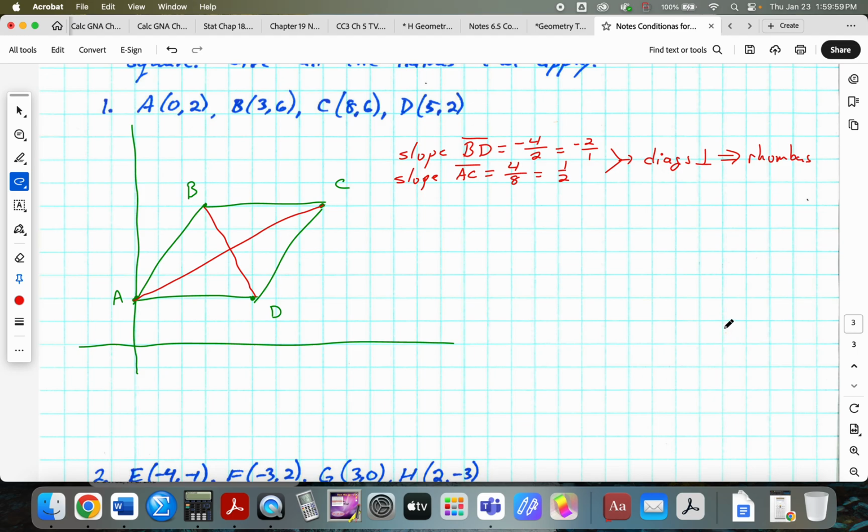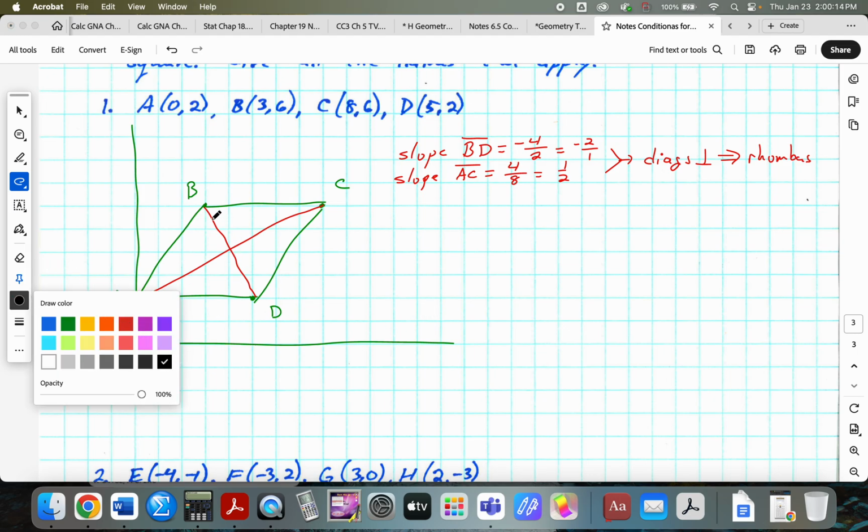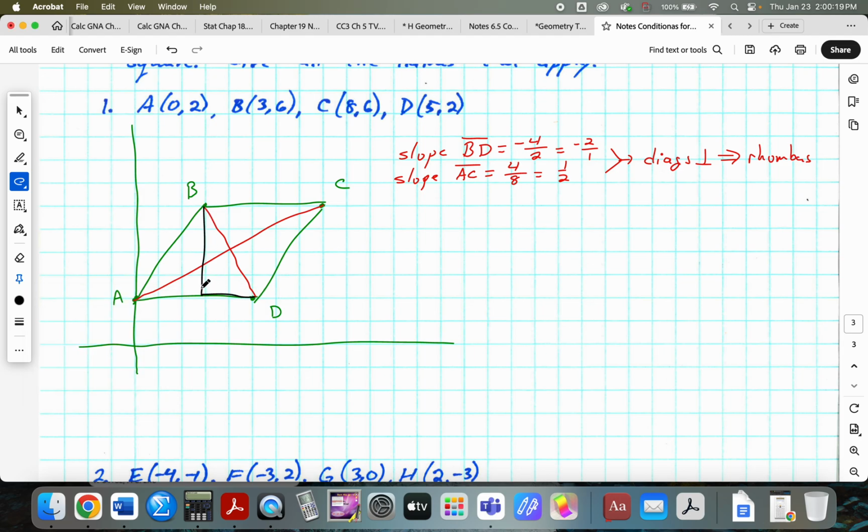I also need to check, even though it doesn't look like it, to see whether it's a rectangle or not. To check that, I need to check to see if the diagonals are congruent. Let's switch colors again. See how I can make an easy right triangle out of this? That's the slope triangle. I can do the Pythagorean theorem to find out how long BD is. I already know these two distances. I've already counted them. It was 4 and 2, right?